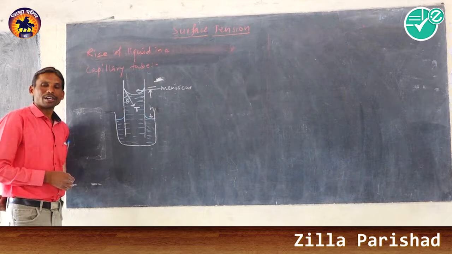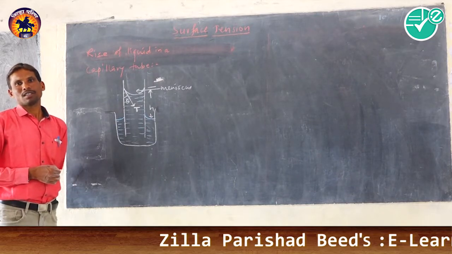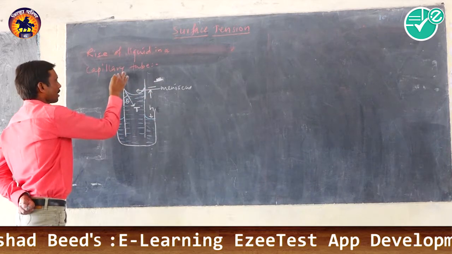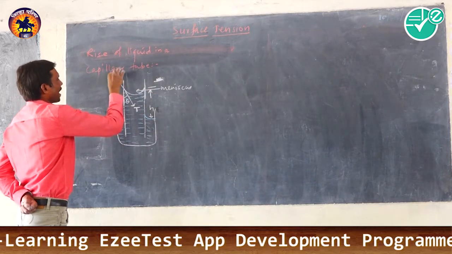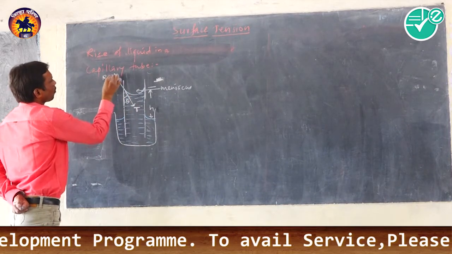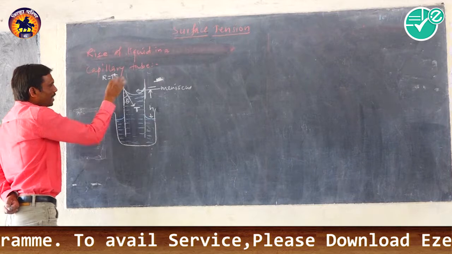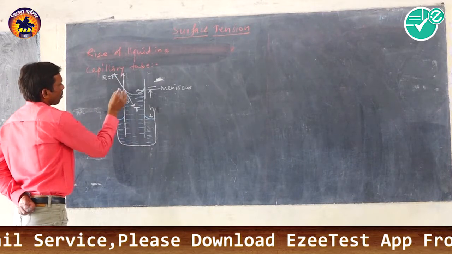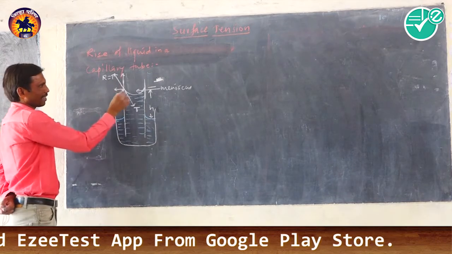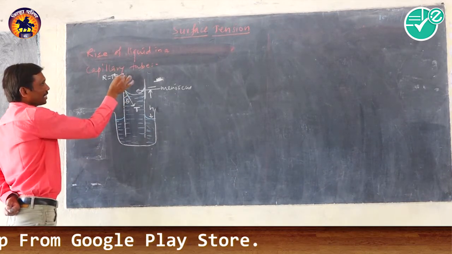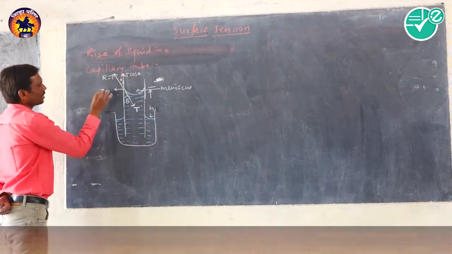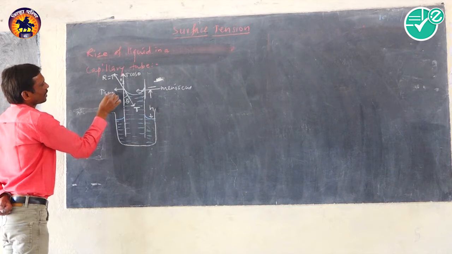But according to Newton's third law of motion, this surface of glass capillary tube also exerts a reaction force on the liquid meniscus in the upward direction. Now resolving this reaction force into two rectangular components. Here these two angles are opposite, so it is theta, and this component is adjacent to theta, so it is T cos theta, and this component is T sin theta.